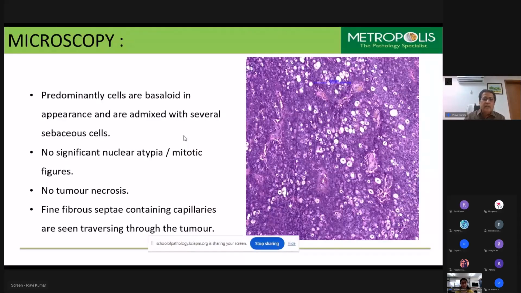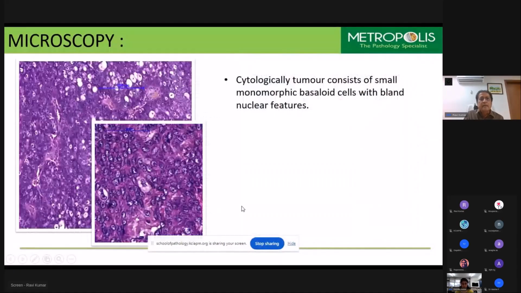Of course, there are some fine fibrous septa you can see here moving all around. See these blood vessels, fine. That's also something you must have observed, right? And basically, what we're looking at is that these tumor cells are bland. Absolutely, they are bland. There is no evidence of dysplasia, severe dysplasia, anaplasia, or necrosis. So that means we are looking at a very benign looking lesion, right?